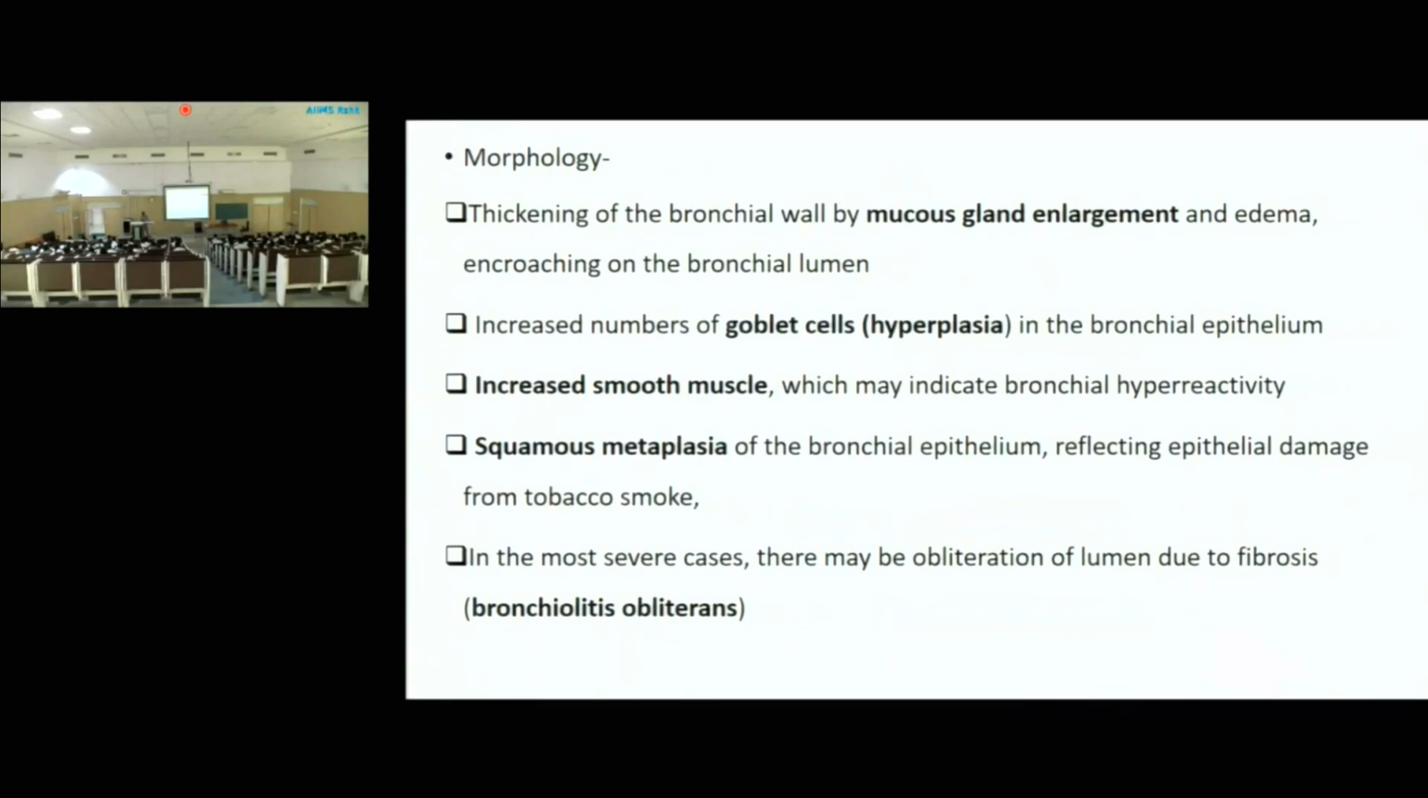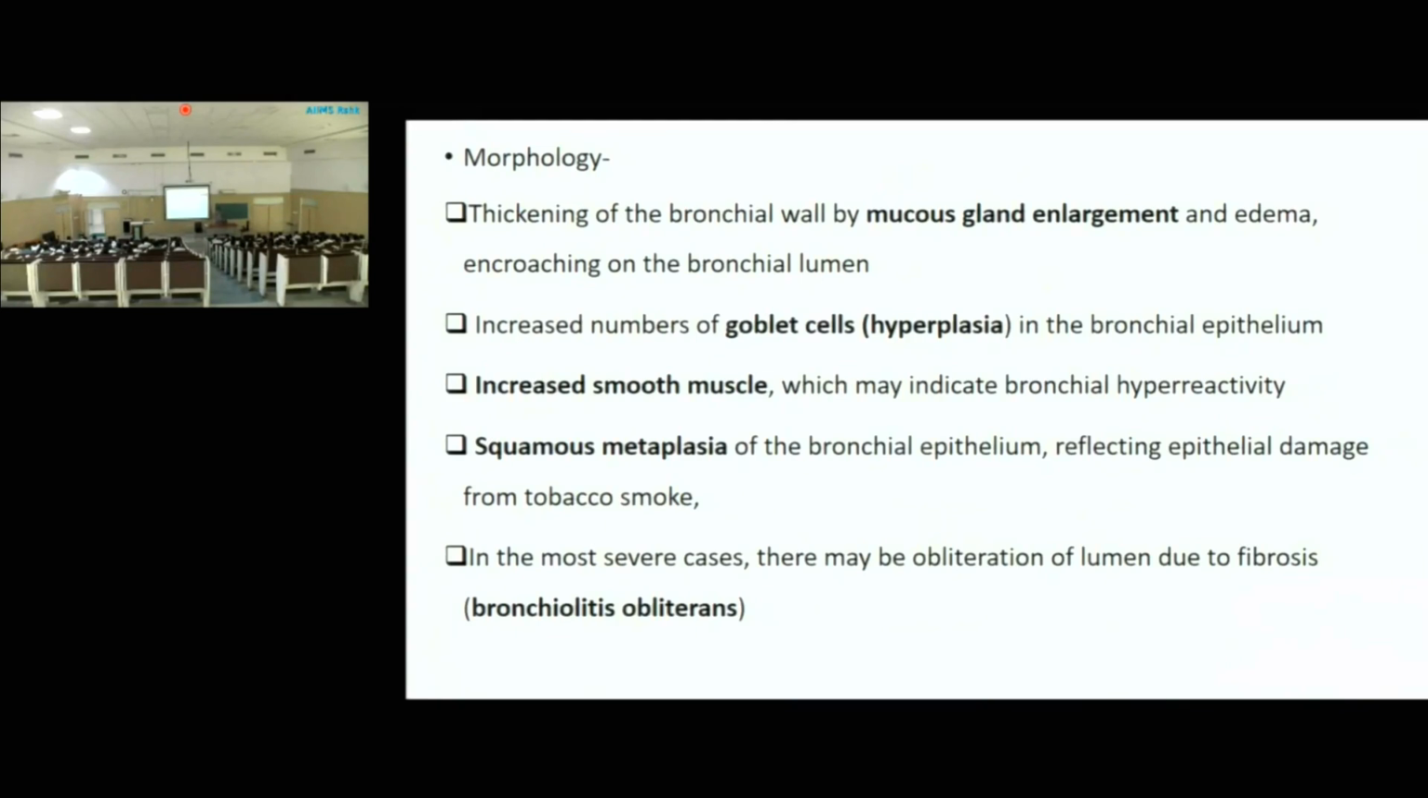Morphologically, what you will see is thickening of the bronchial wall by mucus gland enlargement, and encroaching on or narrowing of the bronchial lumen. There will be an increase in the number of goblet cells, that is hyperplasia of the goblet cells. There will be an increase in smooth muscle, which may indicate bronchial hyperactivity, and there will be squamous metaplasia also. In the H and E sections, the normal ciliated columnar epithelium will be replaced by squamous epithelium.